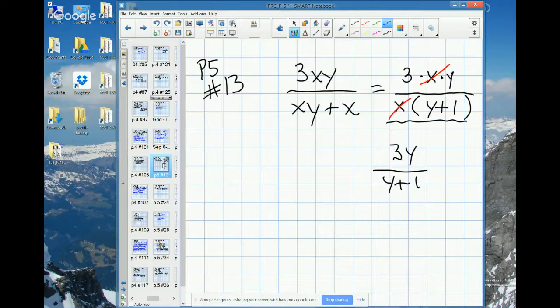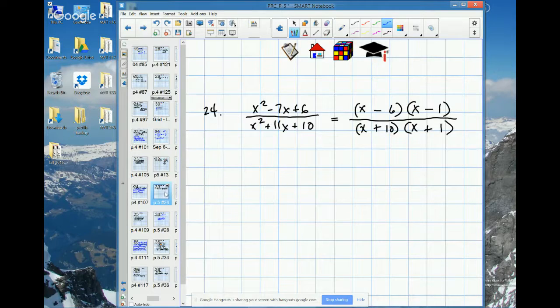Now, the bottom has the factor x, and the x's can be canceled. So that's the point of a problem like that. Let me jump ahead to number 24. I'm going to teach this lesson by doing examples. Number 24 says, can you simplify this thing?